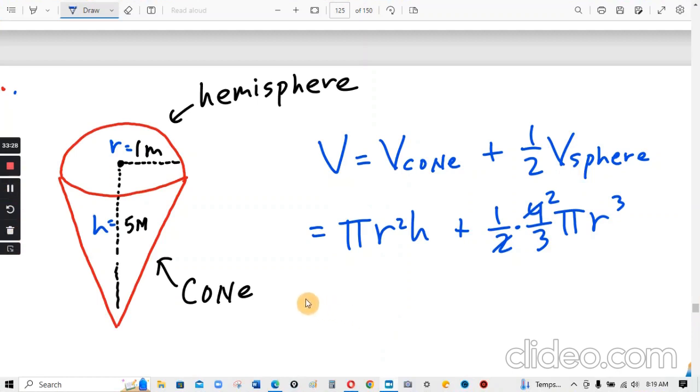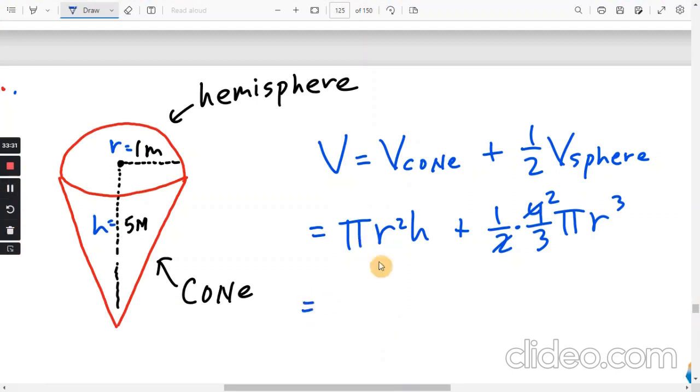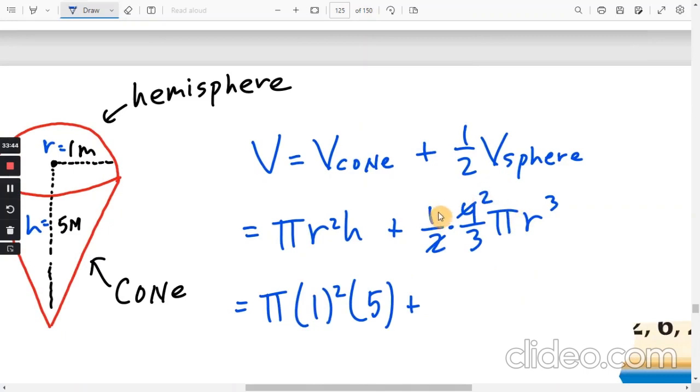All right, so let's see, mostly calculator work. We have pi r squared, so that's going to be pi times 1 squared times the height, which is 5. And here in the numerator, we have 1 times 2 times pi times r cubed. 1 times 2 is just 2, times pi times r cubed, so that's going to be 1 to the 3rd power. And that whole thing is divided by 3.